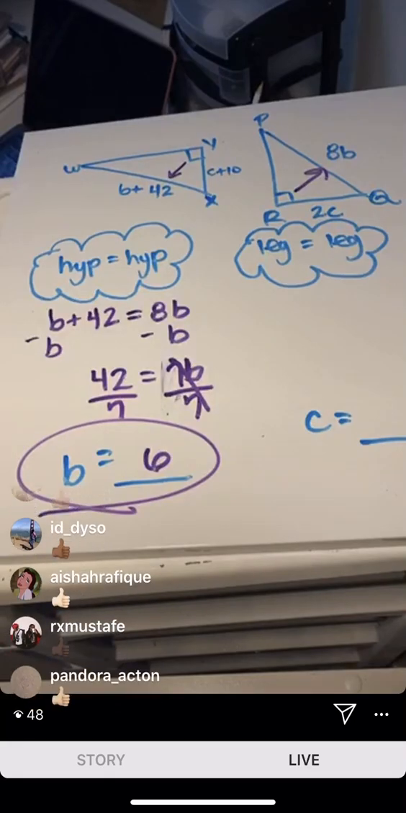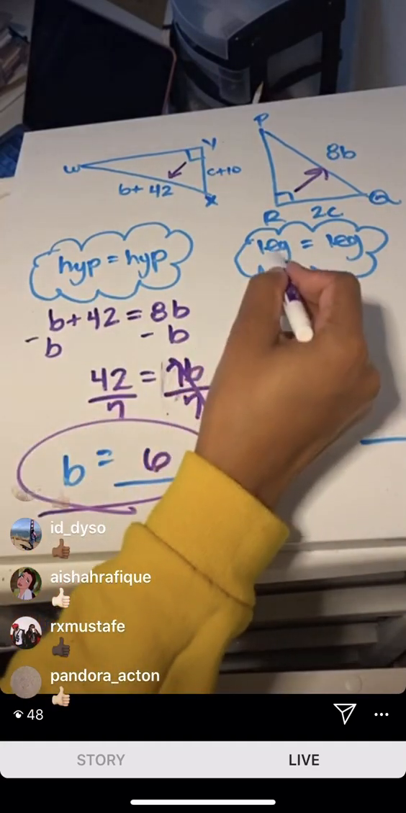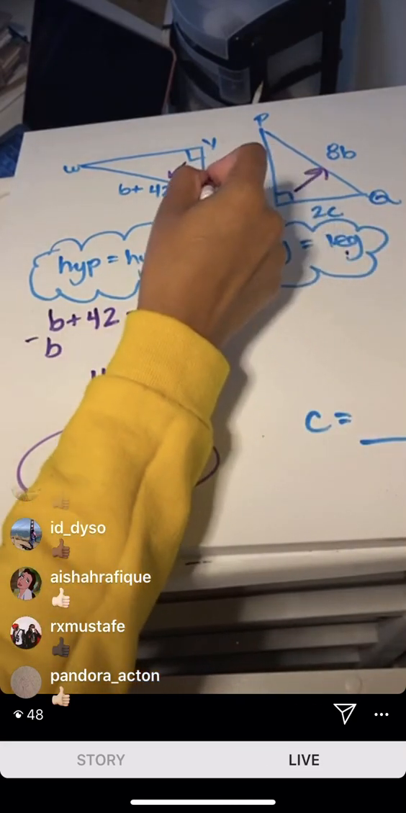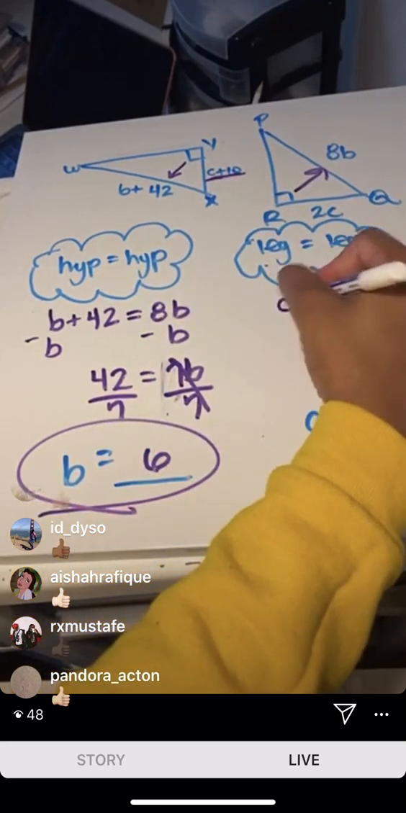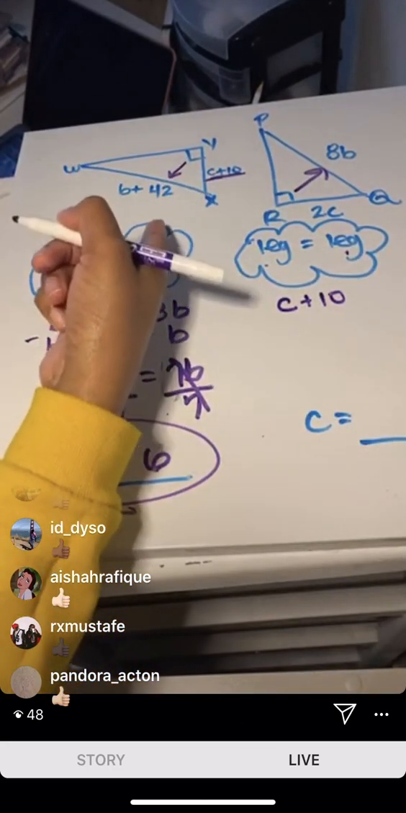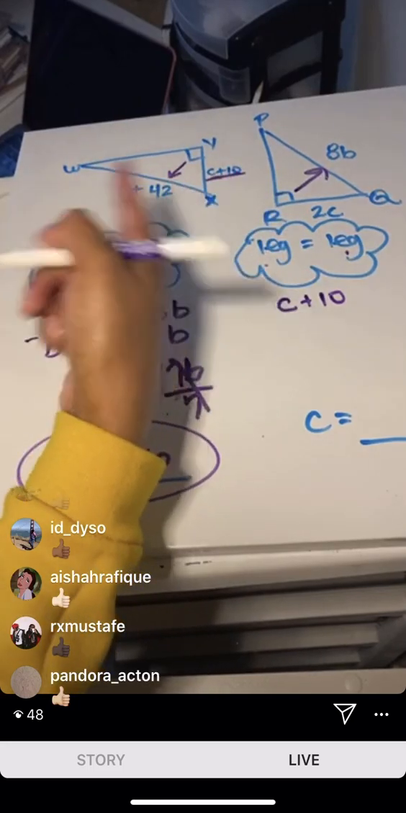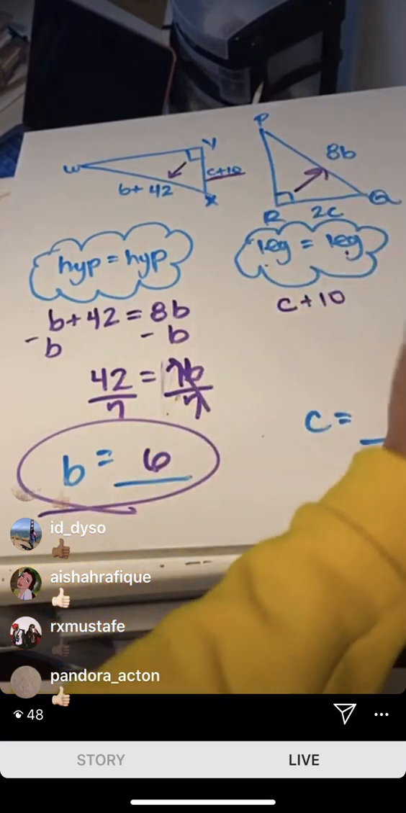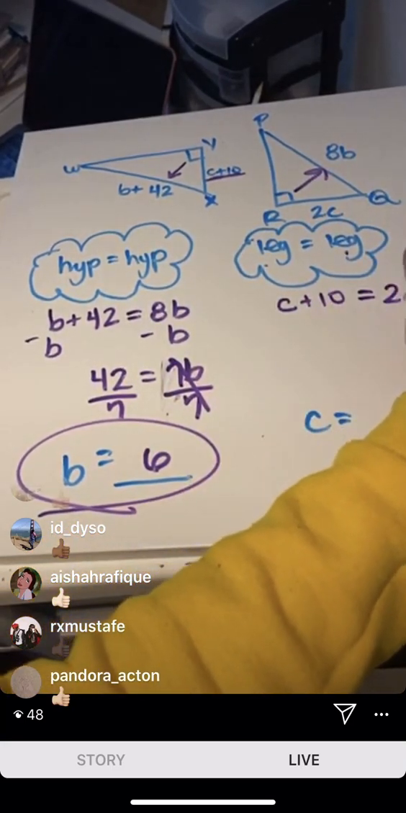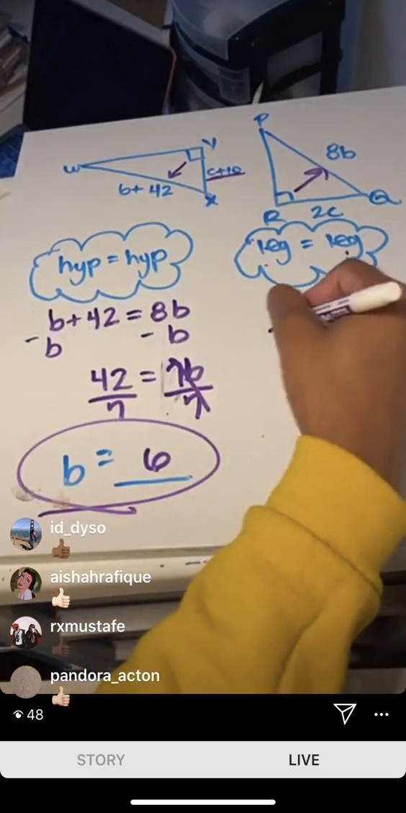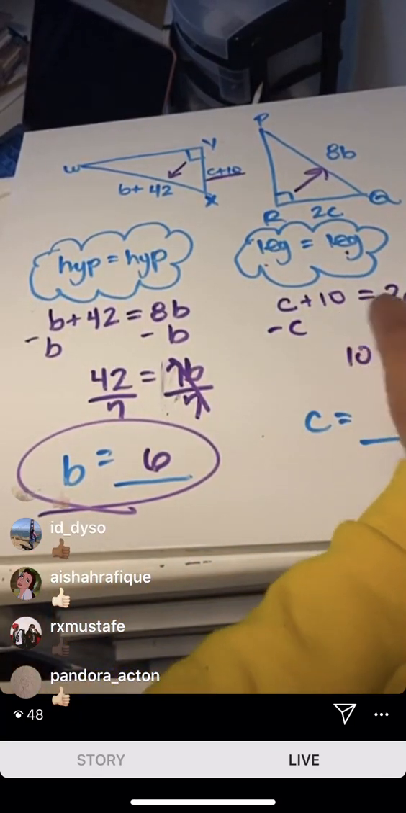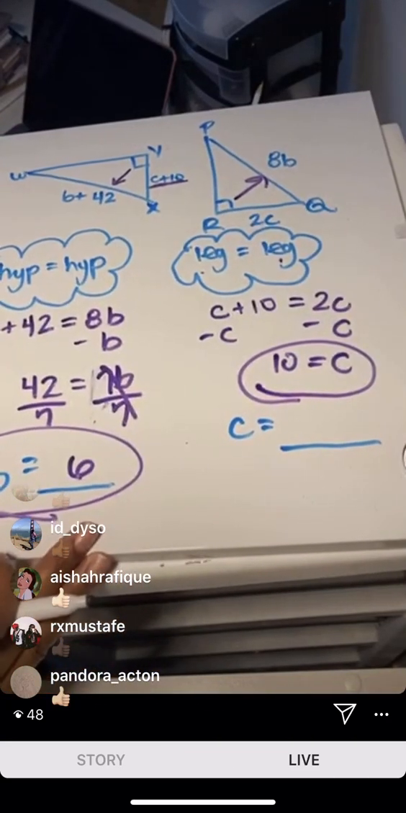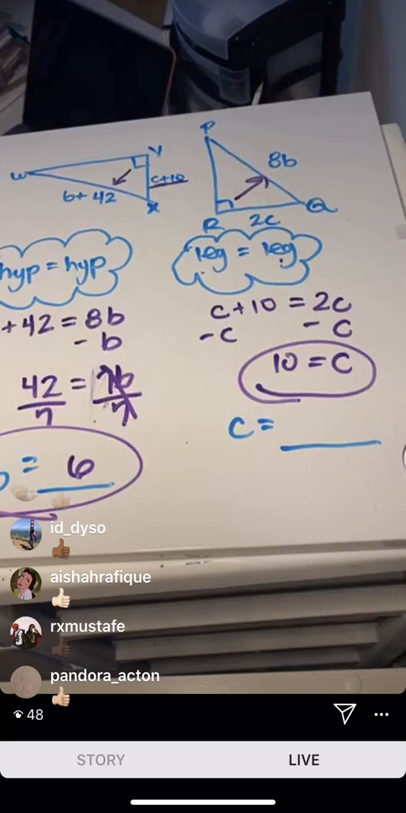Okay. Now, the next thing would be the leg. So leg equals leg. So again, I'm going to go up to my diagram. My first one, my leg is here. So it's C plus 10. You know it's the leg because it's not the hypotenuse. It's either going to be one or the other, hypotenuse or the leg. So here's the leg here. The last leg is at the bottom of the other one, 2C. And now I'm just going to solve. Subtract C on both sides. 10 equals C. And that's it.